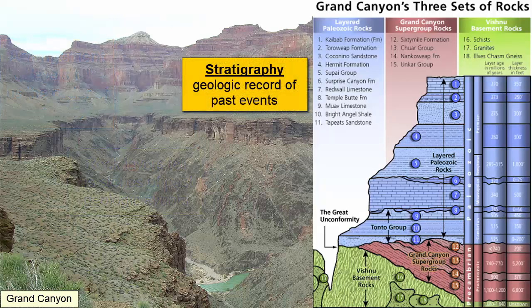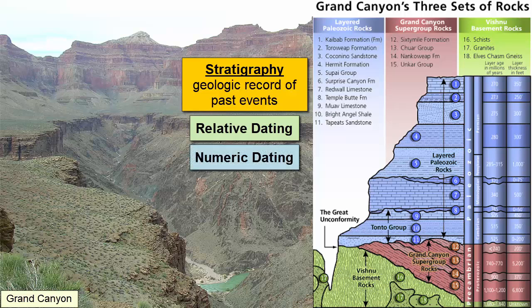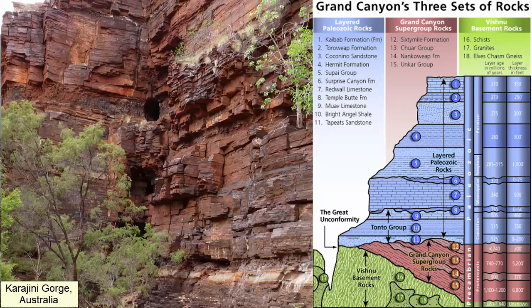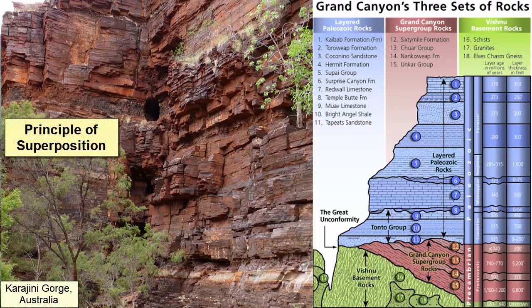Once we piece together a geologic record of past events, or stratigraphy, we can tell the story of an area's geologic past. We determine the order of events through a combination of two different processes, relative dating and numeric dating. Relative dating simply describes which events happened before or after another. For example, in an undisturbed pile of sedimentary layers, according to the principle of superposition, the layers on the bottom will be older than those that deposited on top.